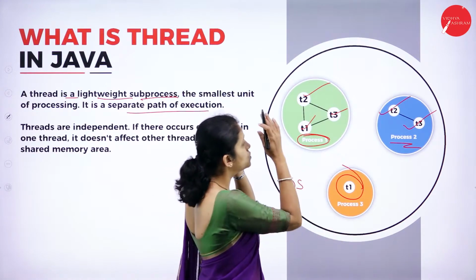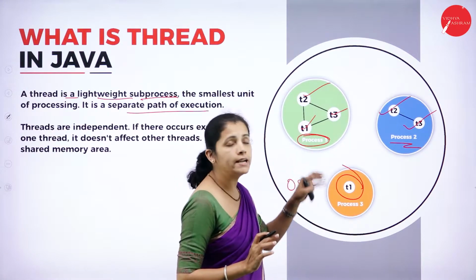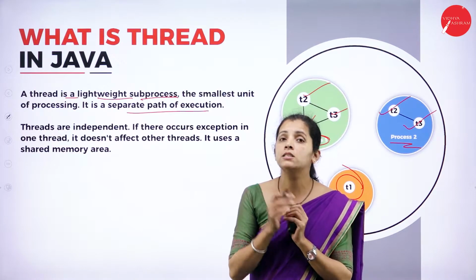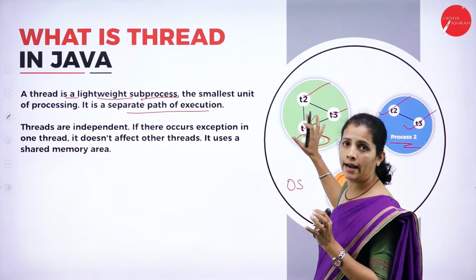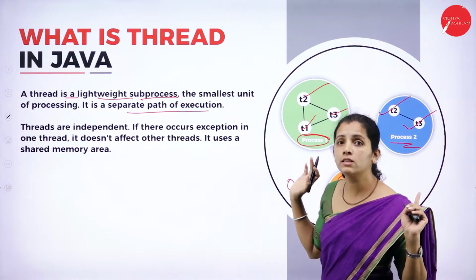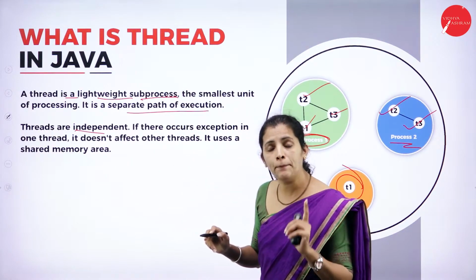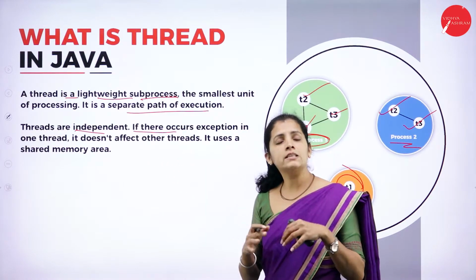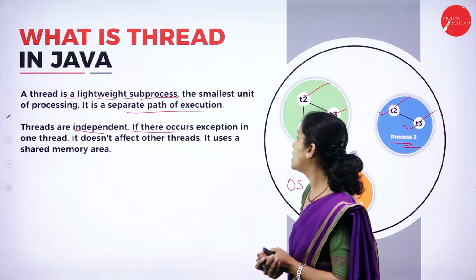Now, this is going to use shared memory. That means all the threads are going to make use of shared memory, and to perform their task they are going to use context switching. That means switching from one thread to another is done by using context switching, and all the threads are independent. That means one thread is not going to depend on another thread, and if any exception occurs in one thread, then it won't affect other threads.